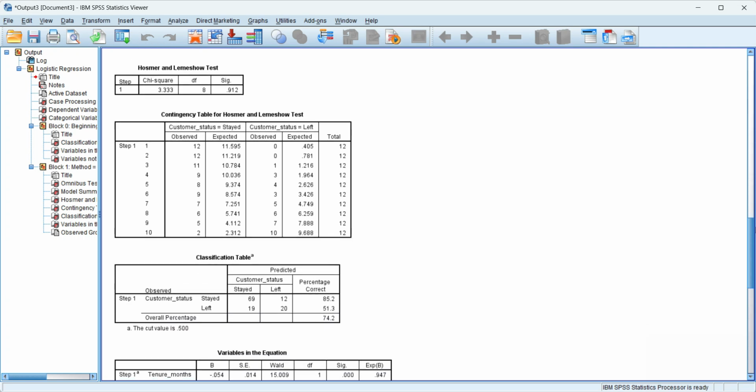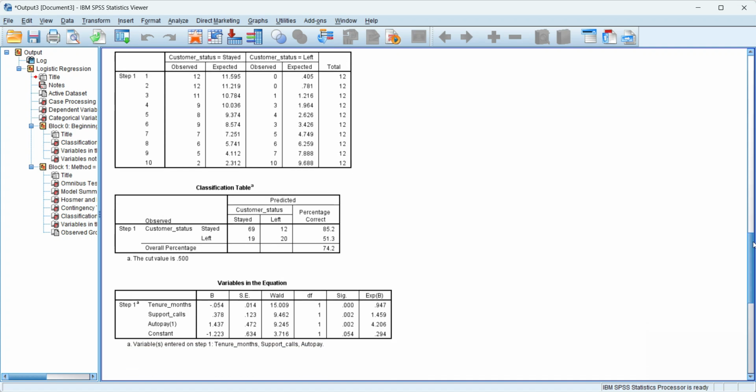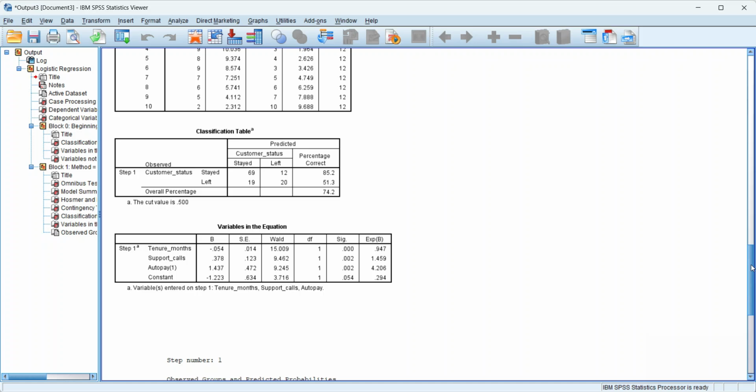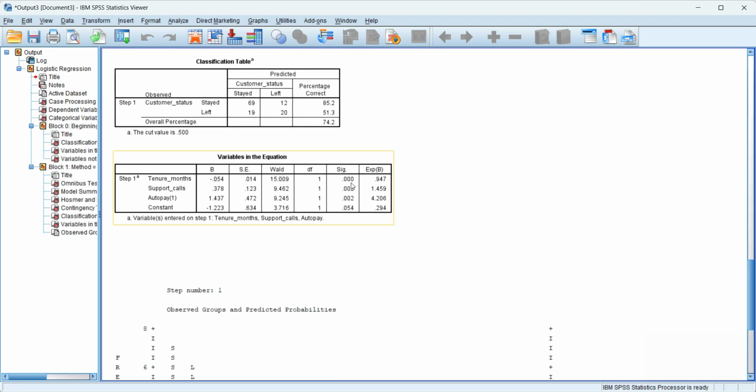In the next table we can see the classification table. Customer stayed 69 and customer left 98. And if you see the status as per cut value, we can say 12 customers left and 20 customers left in the case of the step 1 criteria. Okay, so the most important table is here, the variables in the equation.